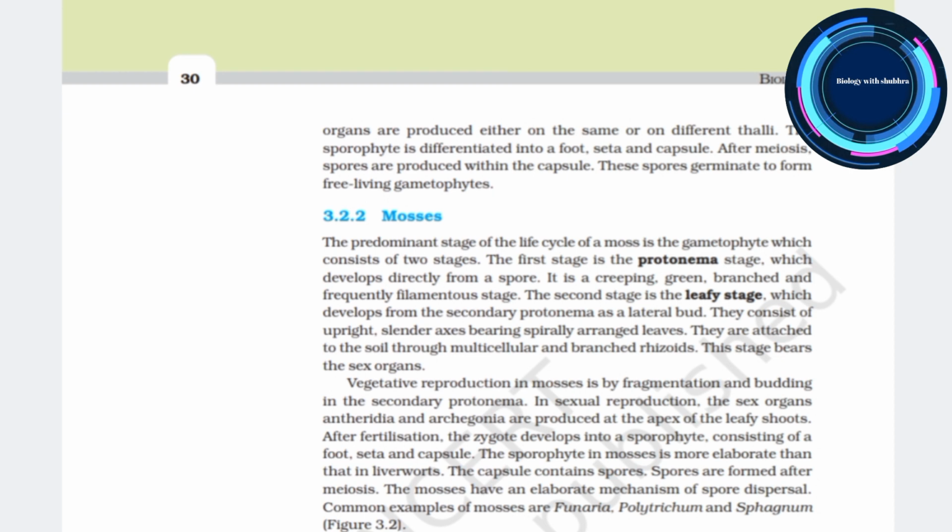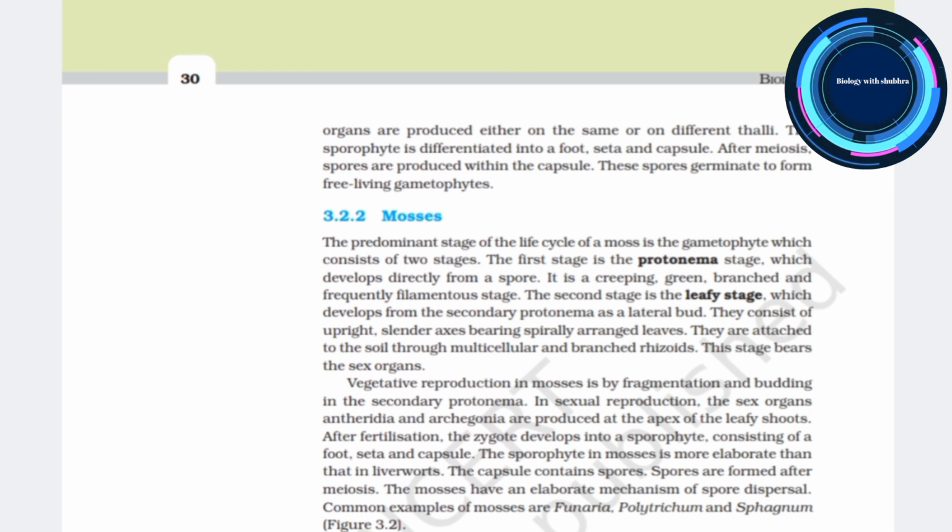Vegetative reproduction is by fragmentation and budding in the secondary protonema. In sexual reproduction, the sex organs antheridia and archegonia are produced at the apex of the leafy shoot. After fertilization, the zygote develops into a sporophyte consisting of a foot, seta and capsule. The sporophyte in mosses is more elaborate than in the liverworts. The liverworts are the primitive type of bryophyte, but the mosses are the advanced type of bryophyte.